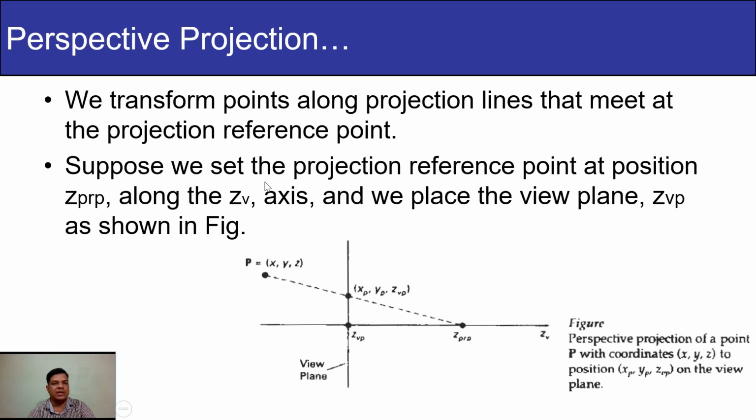Now suppose we set the projection reference point at position zprp along the zv axis and we place the view plane at zvp, as shown in the figure. So here we are placing the view plane at the point zvp and we are placing zprp, that is the projection reference point, at this point. If we vary the distance between zvp and zprp, the dimensions of the object also change.